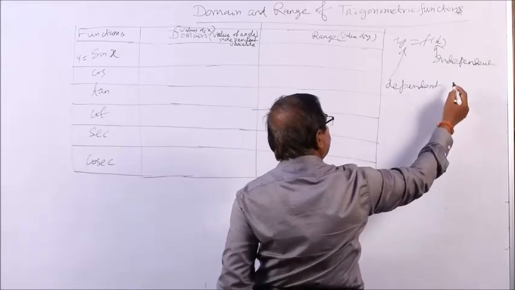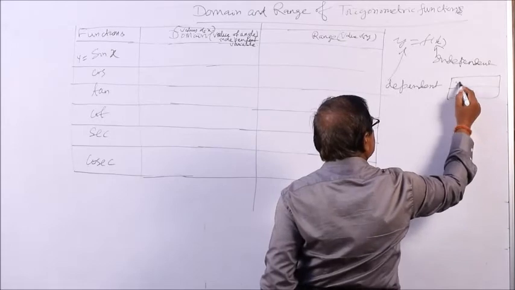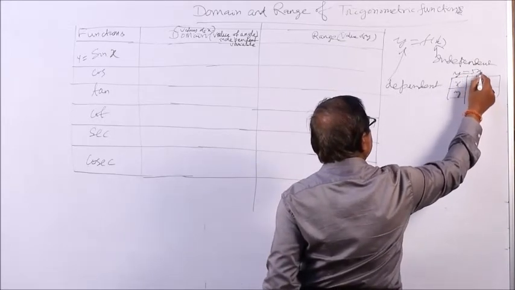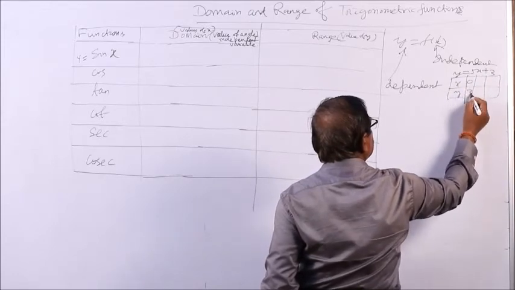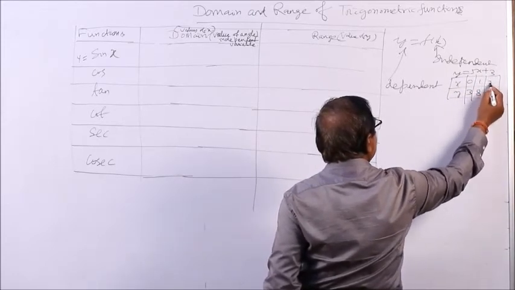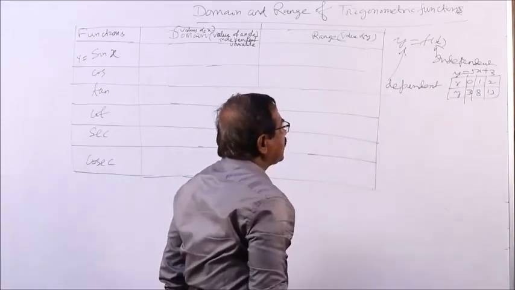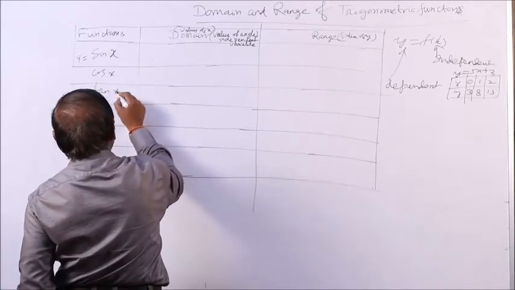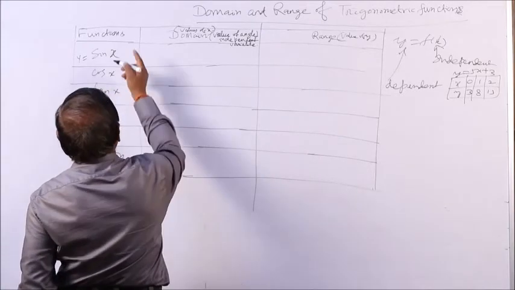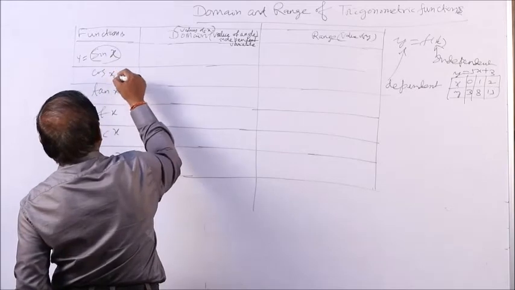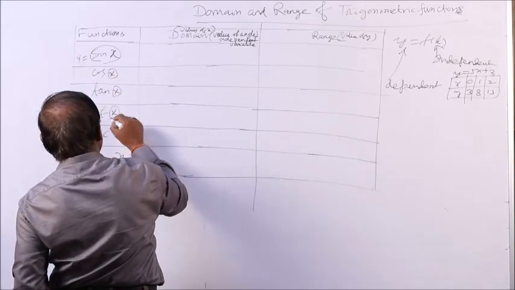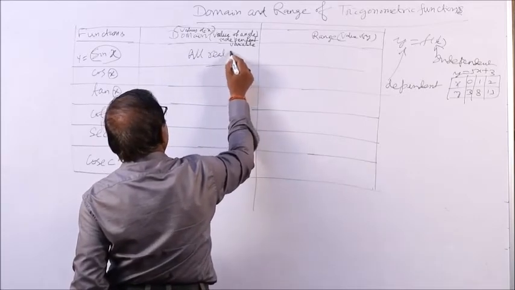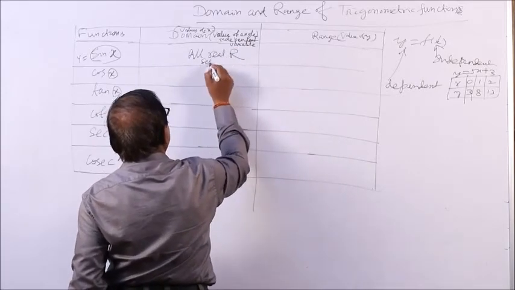You can change the value of x first, you see x and y. Suppose y is equal to 5x plus 3, you put 0 here, you get 3, 1 here, 8, 2 here, 13. So, we put the value of x first, independent. So, here you see sin x, cos x, tan x, cot x, sec x, cosec x. Here this x is the independent variable. So, we have to take here all real numbers, R, that means the set of real numbers.